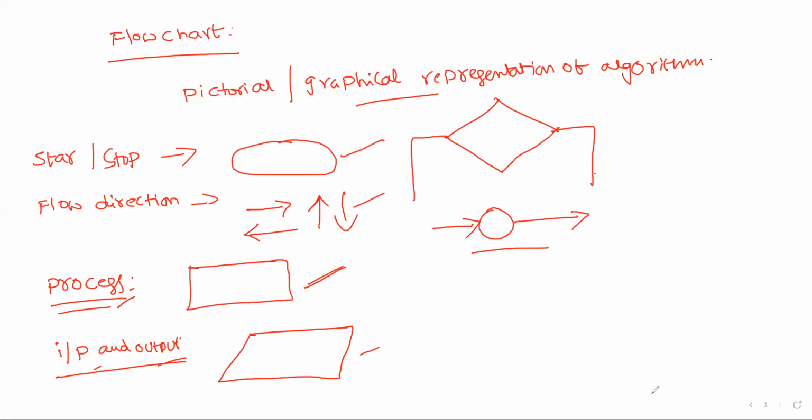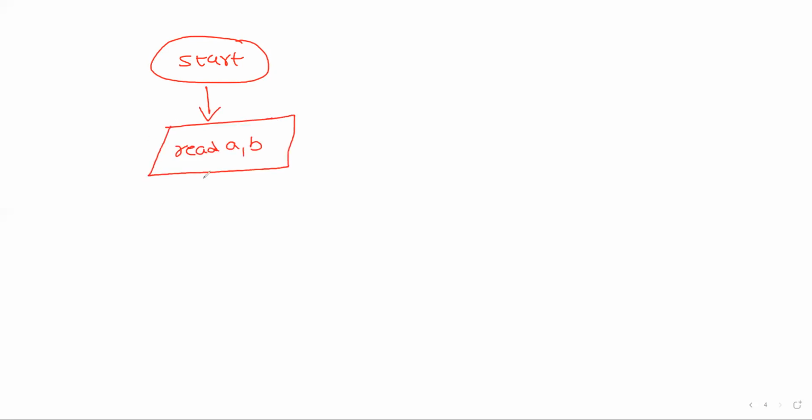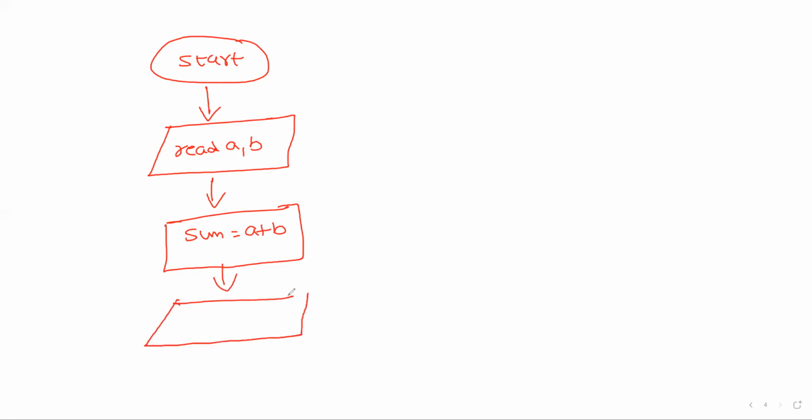Now, consider one simple example, the same example, sum of two numbers. First is start. After start, suppose read A, B. This is the parallelogram. Here you perform the operation sum is equal to A plus B. This is a rectangle. Then print the output, again a rectangle, print sum, and stop the process. This is the flowchart.